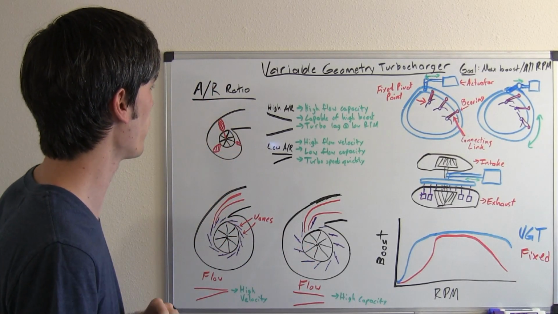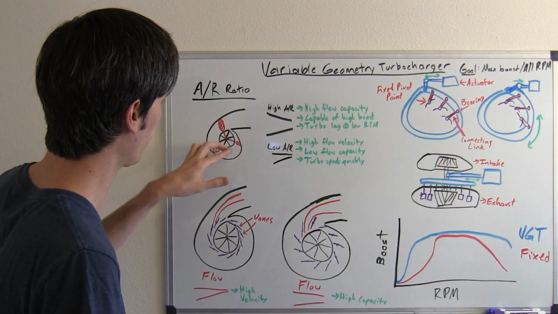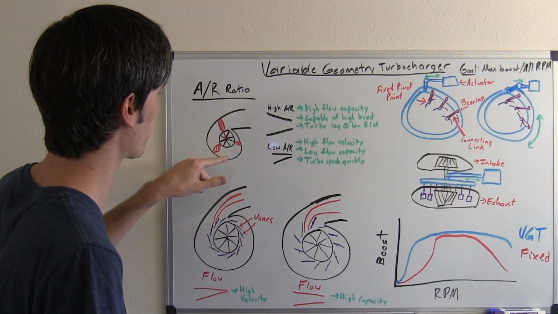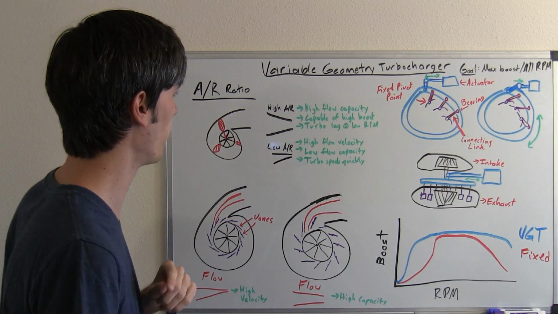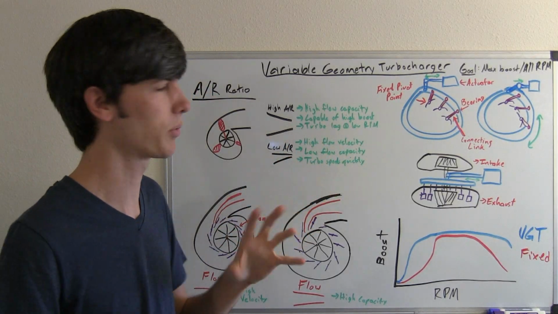Now, when comparing turbochargers, one way of comparing them is the AR ratio. This is a ratio of the area of the exhaust inlet, basically how it comes into the turbocharger, versus the radius of the turbine. And the way that you can use this is basically looking at two different types of turbochargers.